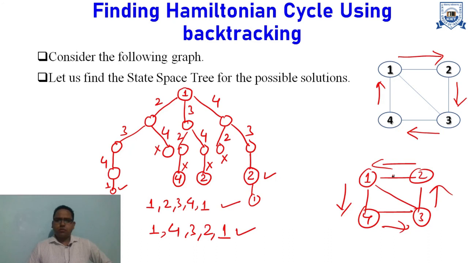So with the help of backtracking, we can find how many possible Hamiltonian cycles there are for a given graph, with the help of a state space tree. With the help of this kind of tree, we can easily find the Hamiltonian cycles.